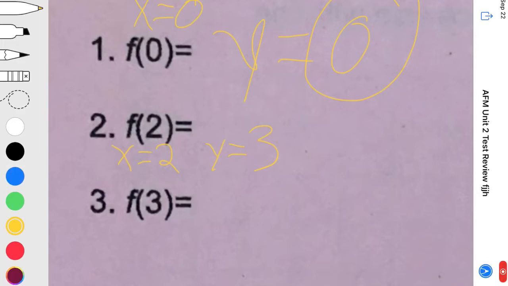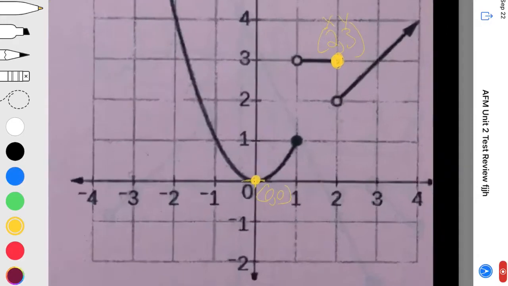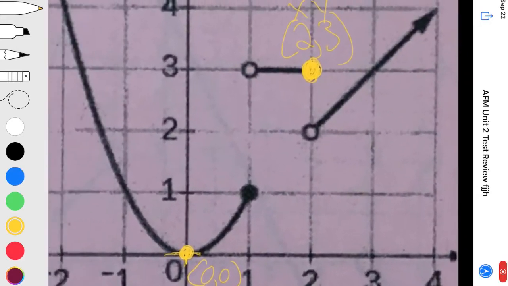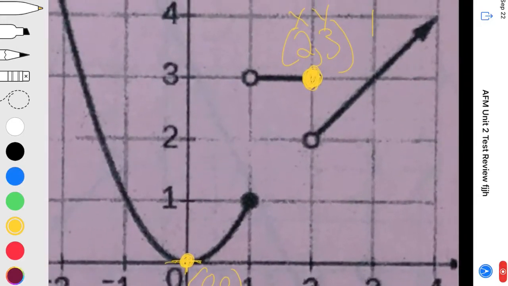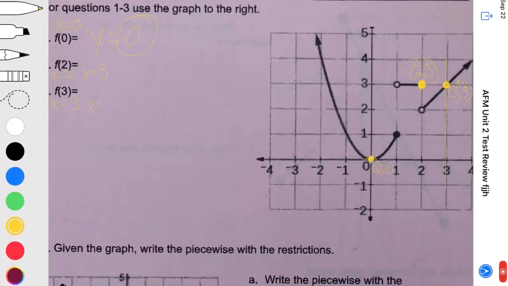For number 3, it says f of 3. So f of 3 tells me x is 3. Finding what y is. So coming to my graph, x is 3 is this vertical line here. The only point on this line is here where I'm coloring in. And at this point, the ordered pair is 3, 3. So when my x is 3, y is 3.